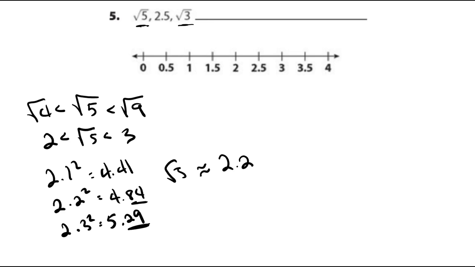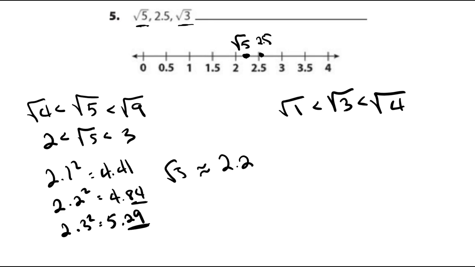Now we already know our order, because if the square root of 5 is 2.2, which goes about right there, let me write that a little neater, and 2.5 goes there, we know the square root of 3 is smaller than the square root of 5, so we should be able to figure out our order already. But we need to plot the square root of 3 on our number line, so we quickly try and figure out about what the square root of 3 is.